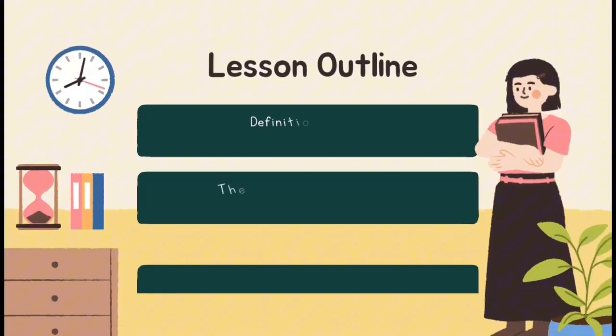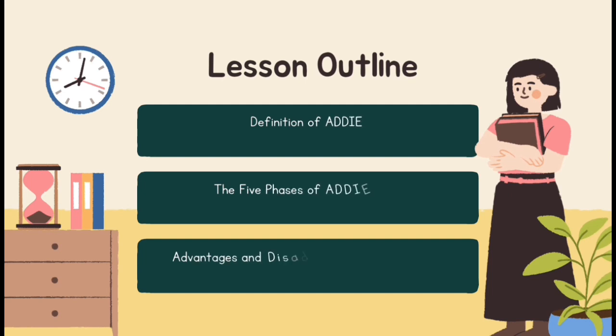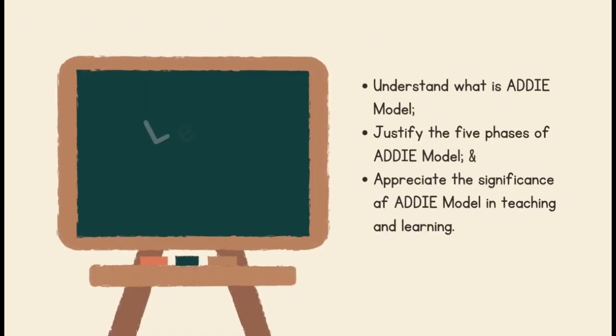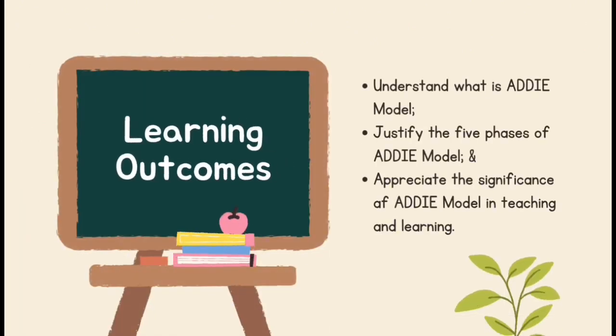In this lesson, we will discuss first the definition of ADDIE, followed by the 5 phases of the ADDIE model, and then we will go deeper into the advantages and disadvantages of the ADDIE model. At the end of this discussion, you are expected to understand what the ADDIE model is, justify the 5 phases of the ADDIE model, and appreciate the significance of the ADDIE model in teaching and learning.